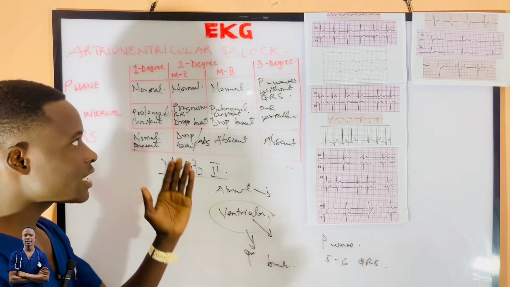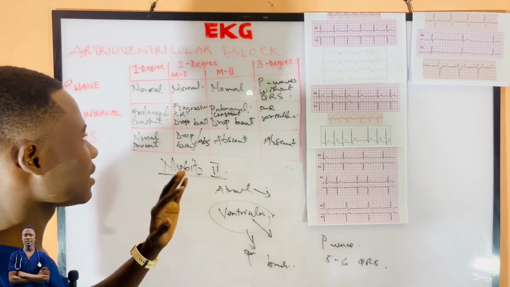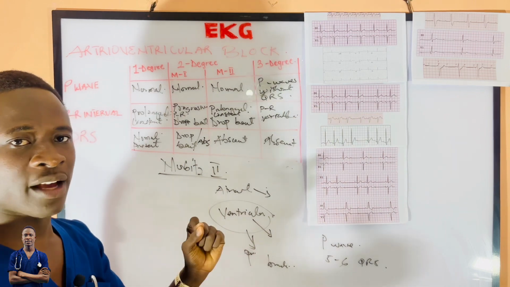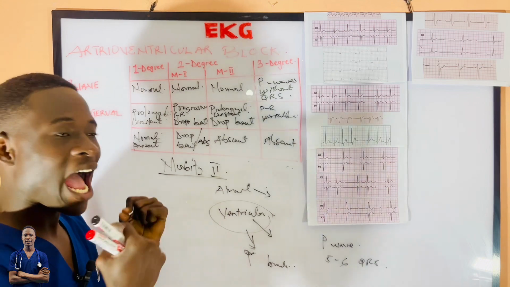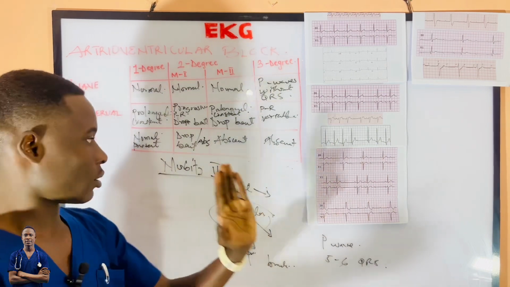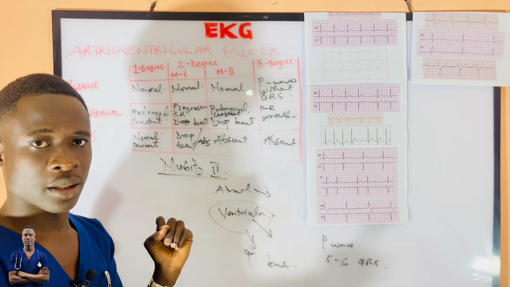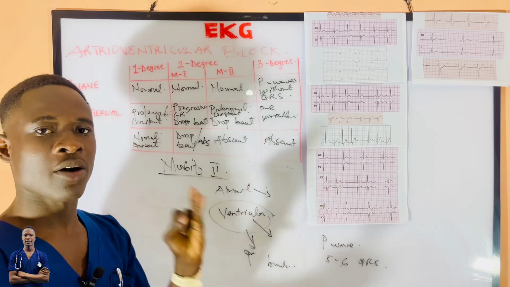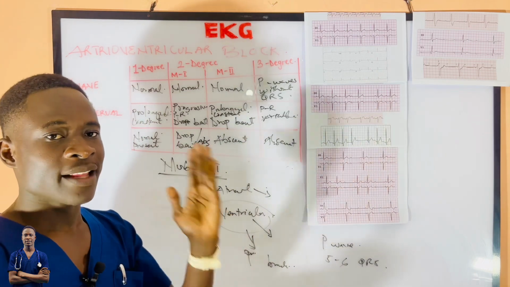I repeat, the first degree you are going to get a normal P wave. And the only thing that will give you an idea of a first degree is you get a prolonged PR interval. And as you get a prolonged PR interval, it must give you an idea of a first degree. Because in first degree, in all these, you are going to get a QRS complex, and also a prolonged PR interval, and it is also constant.